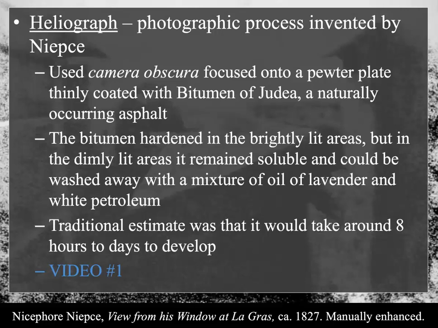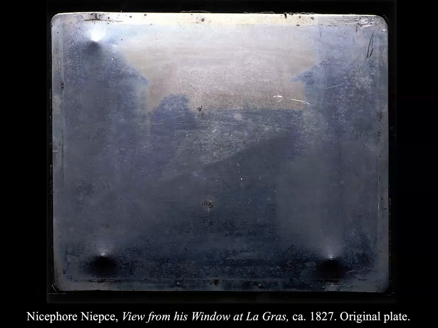He used the camera obscura focused onto a pewter plate, thinly coated with bitumen of Judea, a naturally occurring asphalt. The bitumen hardened in the brightly lit areas, but in the dimly lit areas it remained soluble and could be washed away with a mixture of oil of lavender and white petroleum. The traditional estimate was that it would take around 8 hours to days to develop. There is a video here that I have for you to stop and watch, so that you get a sense of what this heliograph process would have looked like, and an idea of his production of this.